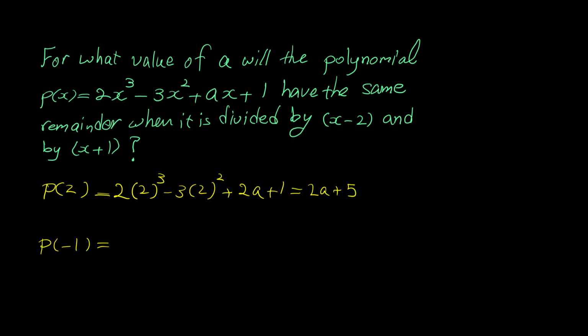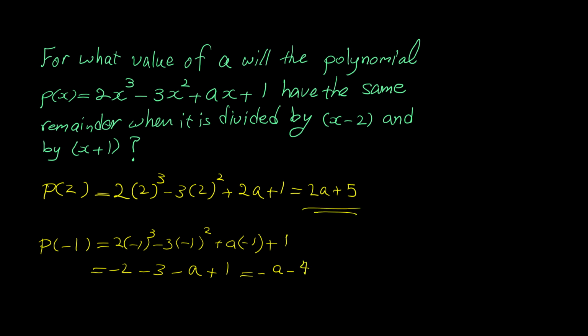For p of negative 1, we plug in negative 1. Then we have 2 times negative 1 to the 3 minus 3 times negative 1 to the 2 plus a times negative 1, or basically negative a plus 1. Negative 1 to the 3 is negative 1 times 2 is negative 2. Negative 1 to the 2 is 1 times negative 3 is negative 3. Negative 1 times a is negative a, plus 1. Minus 2 minus 3 is minus 5, plus 1 is minus 4. So it equals minus a minus 4.